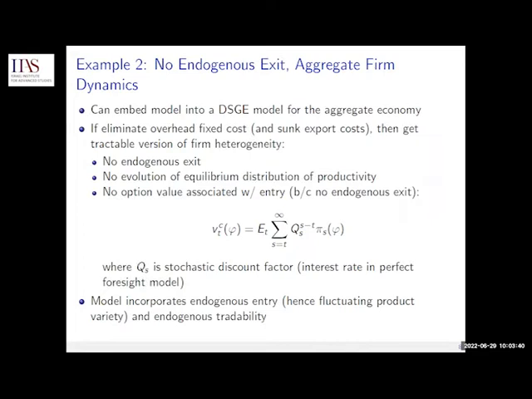A second one, which I think does much more, and this can be particularly helpful when you're thinking about embedding this into the standard DSGE, dynamic stochastic general equilibrium, macro models. Okay, and so for that you'd still want a lot of tractability. So you want to get rid of essentially any option values that come to the firm. I'm going to talk about option values in a second. Okay. And the way to do that is to get rid of endogenous exits for the firm.